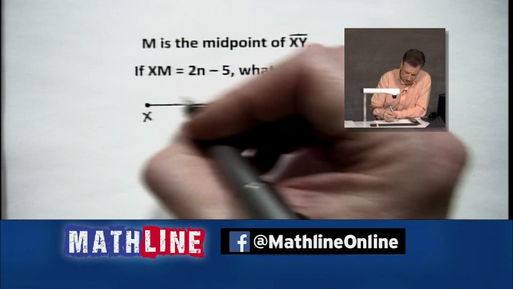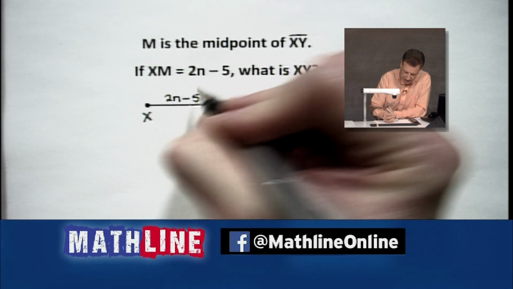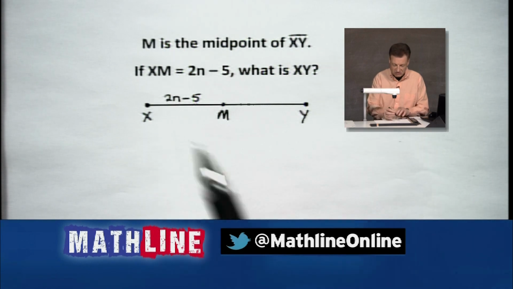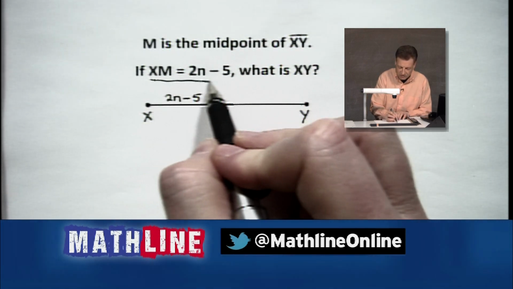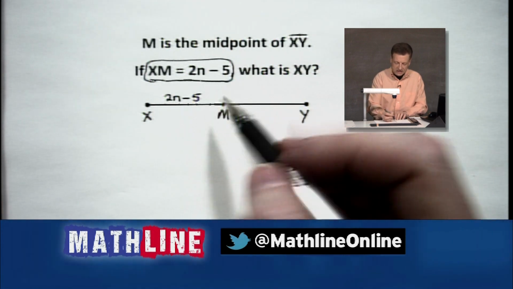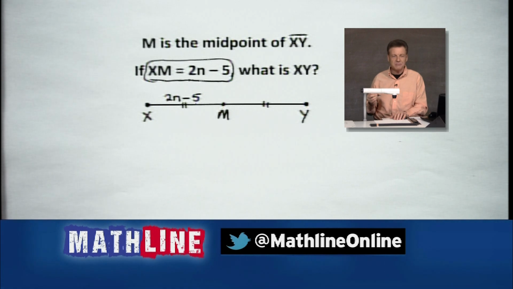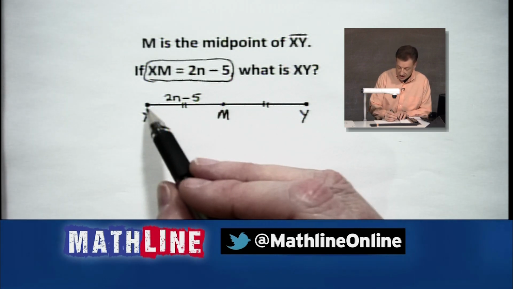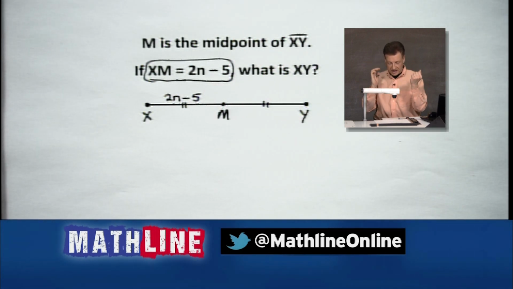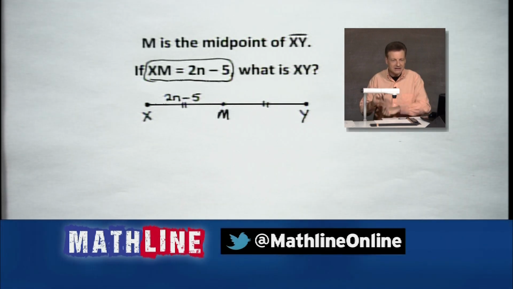Let's put on the picture here, let's put what we've got. We've got 2n minus 5. That's what that means right there. From x to m, you got it, 2x minus 5. Now, the midpoint tells me that these two little guys are all the same length. So in other words, it's the same story going from x to m as it is going from m to y. xm and my, oh my, yeah.